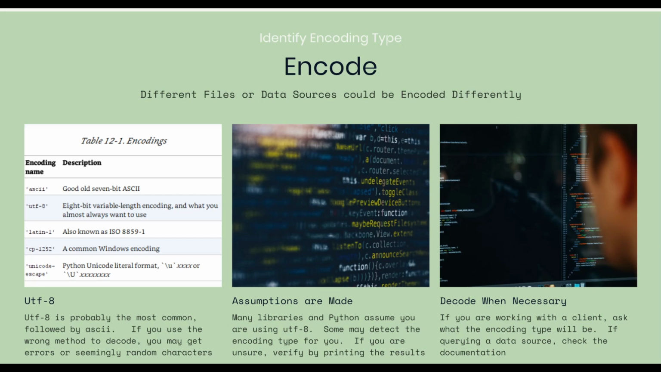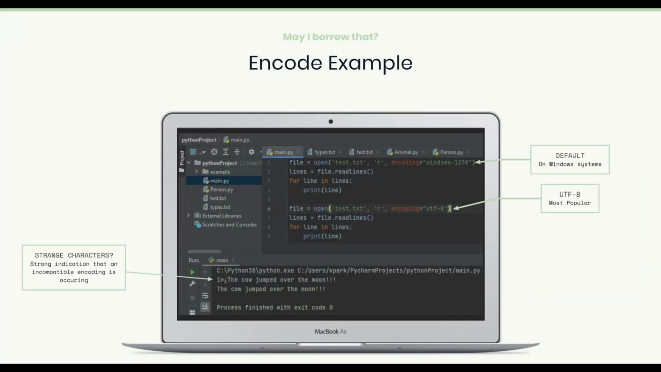But let's take an example. Let's take a look at an example. So we have an encode example. On line 1, we open the file test.txt with an encoding type of Windows-1258. And on line 6, we open the same file with an encoding type of UTF-8.